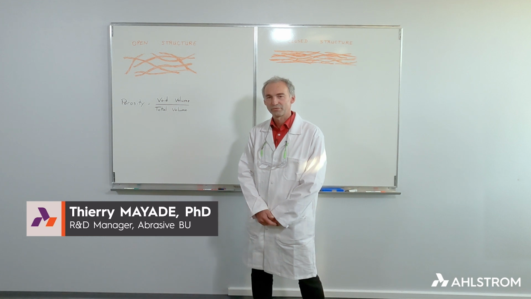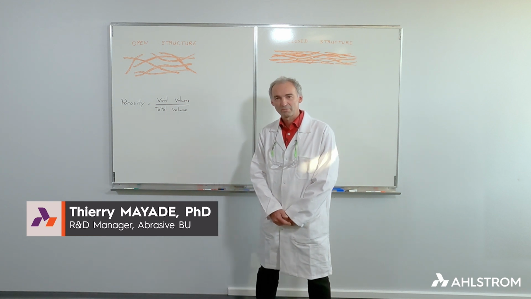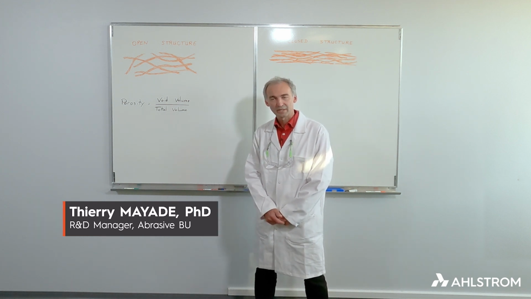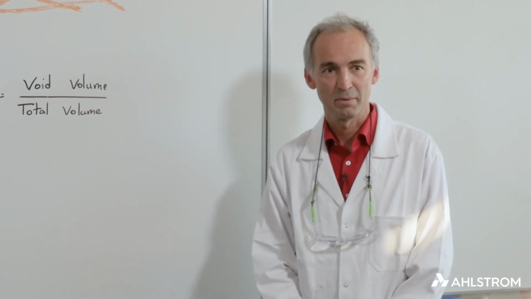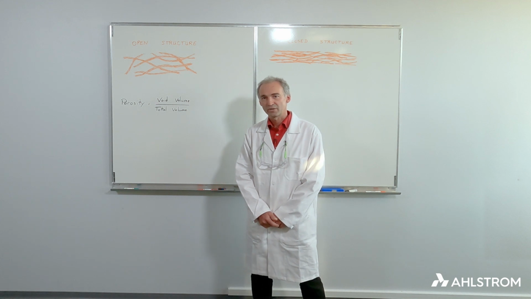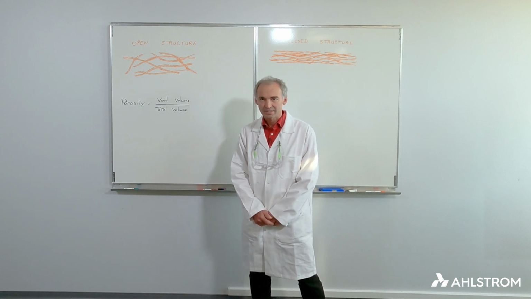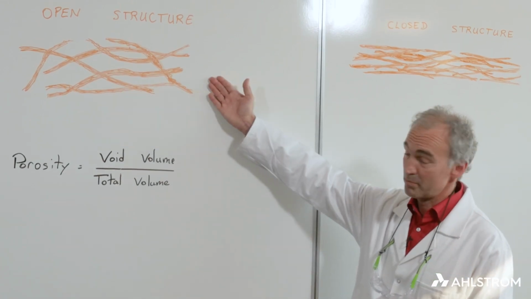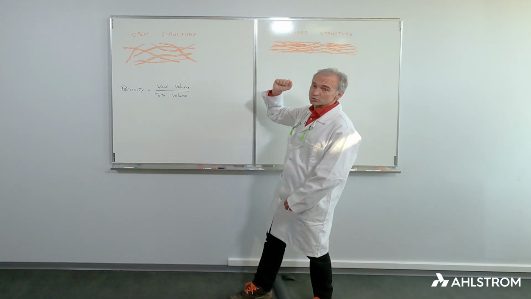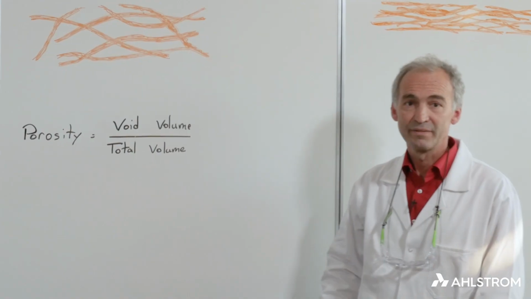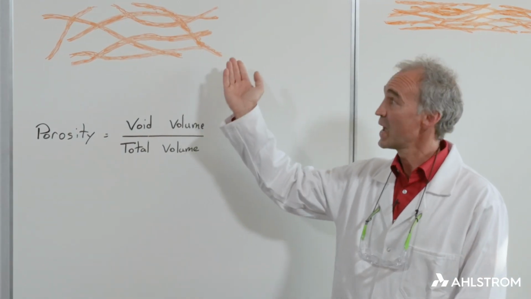We are now in front of the whiteboard to talk about paper structure in more detail and introduce the different terms, porosity and permeability, and later what we measure, the Gurley index. Here we have an open paper structure, and on the right, a more closed structure. In this structure, we have fibers and pores.